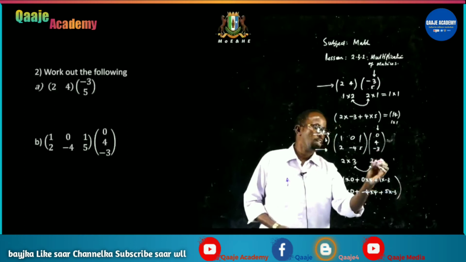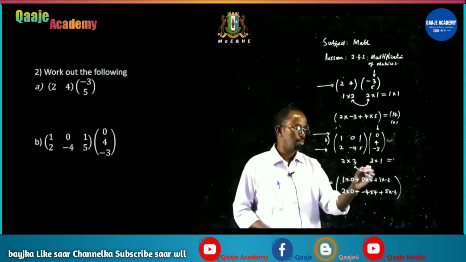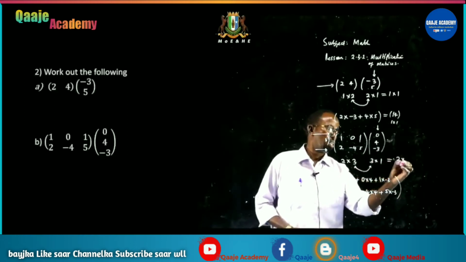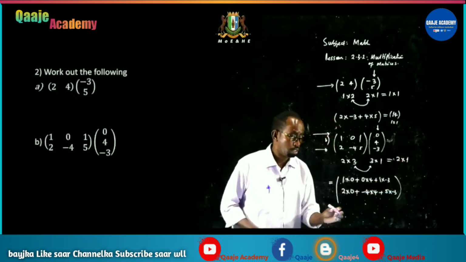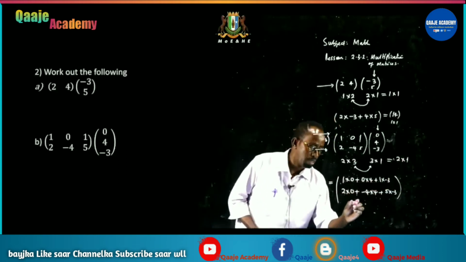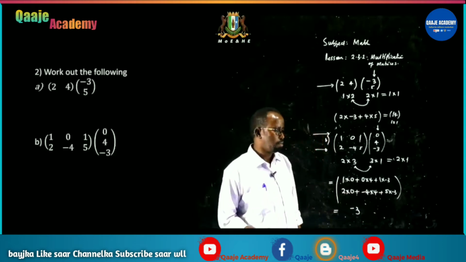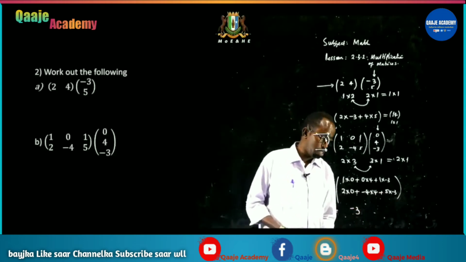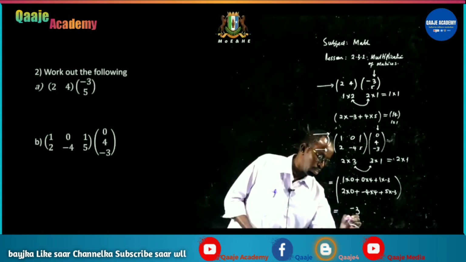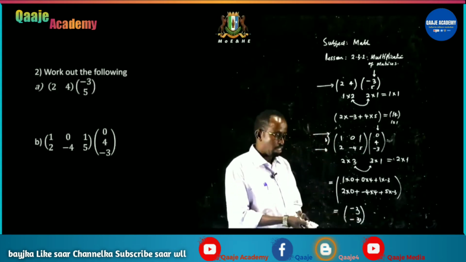So we say the order is 2 by 3, 3 by 1. The answer becomes 2 by 1. Our final answer must be 2 by 1. So we have 0 minus 3, and then 0 minus 16, minus 15, you get minus 31. So that is the final answer to that question.